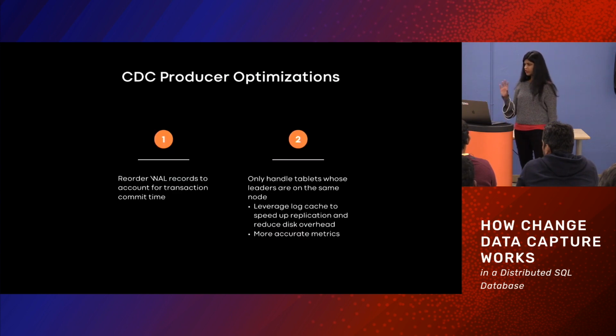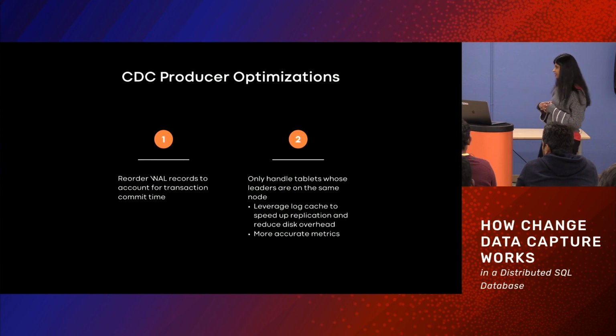So there are two optimizations that we've done on the CDC producer side. One is the reordering of WAL records that needs to be done for transactions. The other is that we have a CDC producer running on every node, and we made the decision of tying a CDC producer to a tablet leader. Let's say there's a node which has a replica of a tablet, but is not the leader of that tablet. Then the CDC producer on that node won't emit changes for that tablet. Only the tablet leader's CDC producer will emit changes.